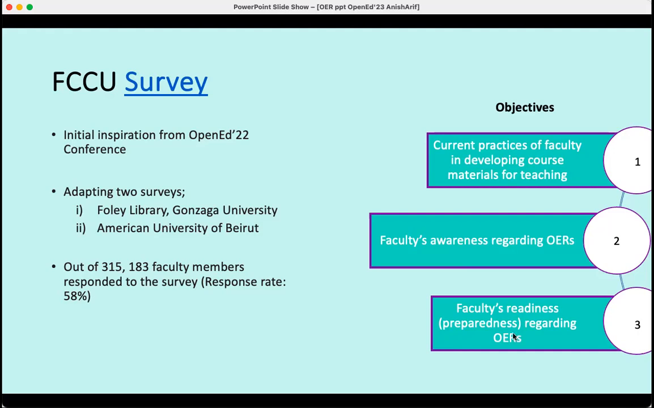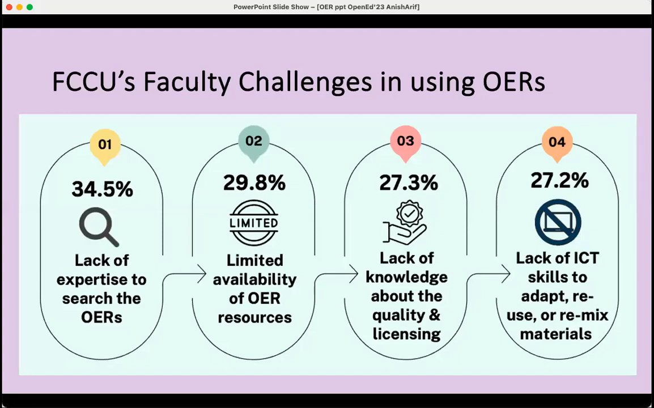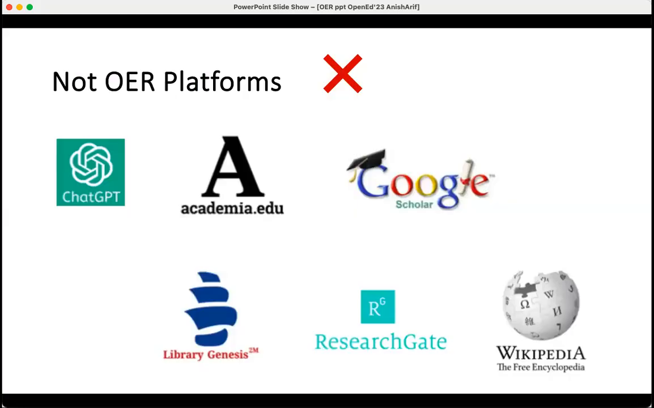This was the first need assessment, or the first basic baseline survey, to understand faculty's perception of OERs. So what were the challenges that faculty quoted? Faculty talked about the lack of expertise to search for OERs, the limited availability of OER resources, the lack of knowledge about quality and licensing, and the lack of ICT skills to adapt, reuse, or remix materials. These challenges became the building blocks of our workshop material, which I'll talk about further.